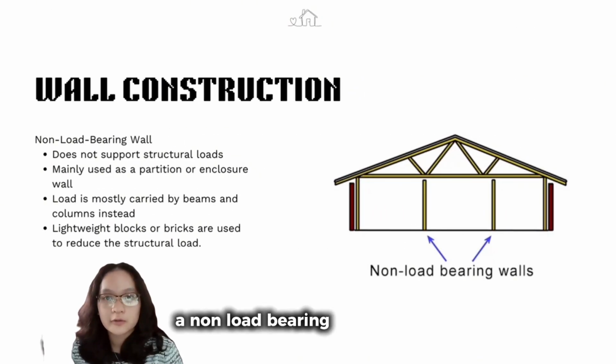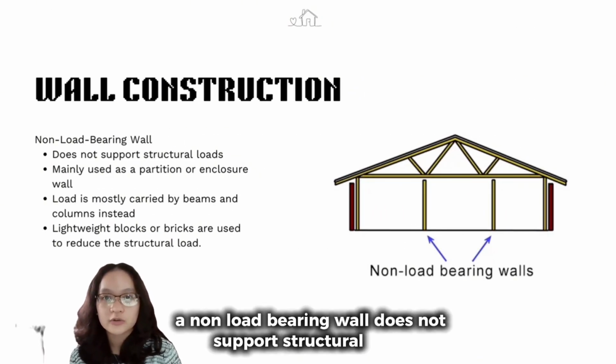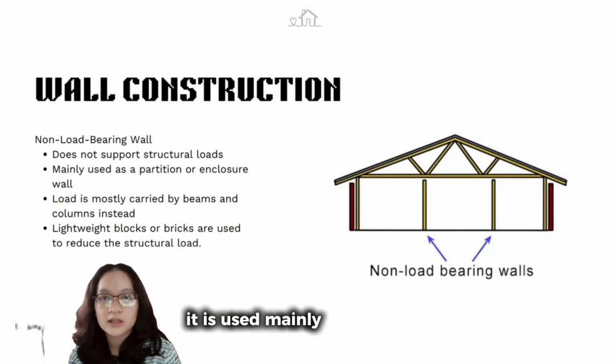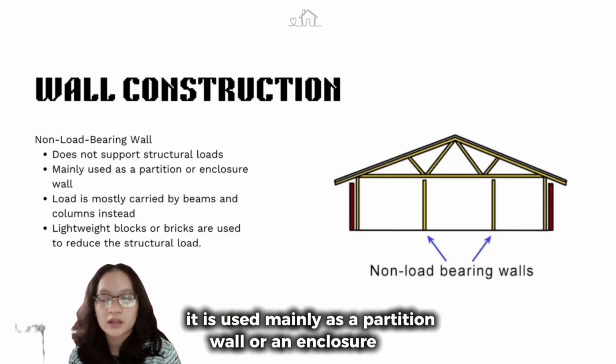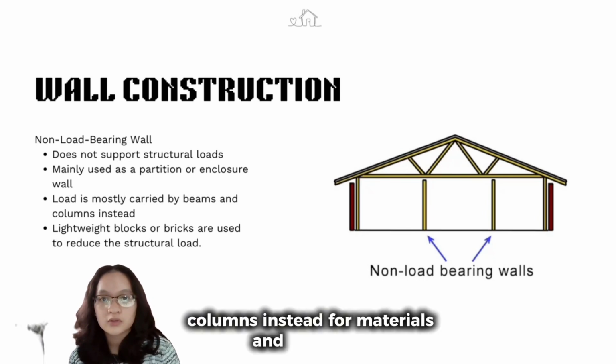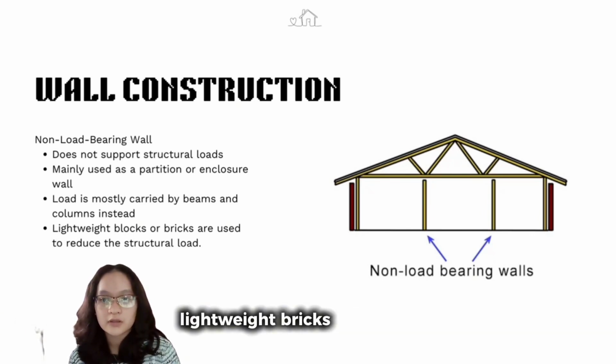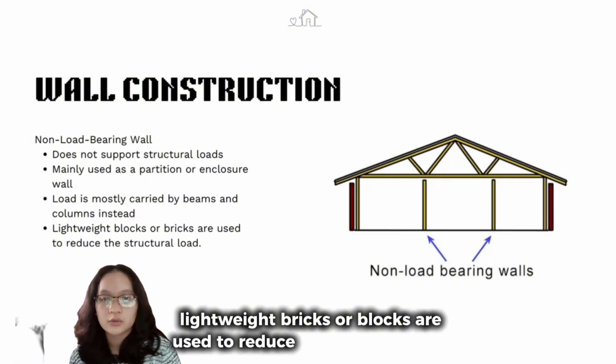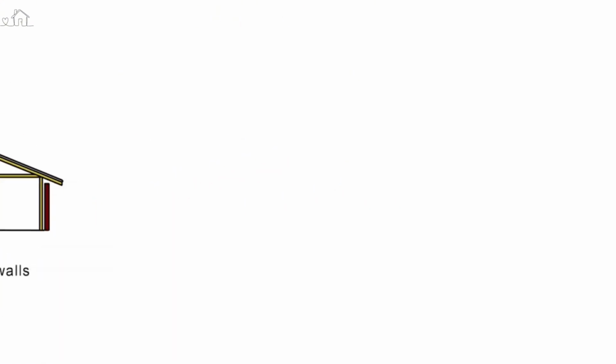A non-load-bearing wall does not support structural loads. It is used mainly as a partition wall or an enclosure wall. The load is carried by beams and columns instead. For materials and tools used, lightweight bricks or blocks are used to reduce the structural load.